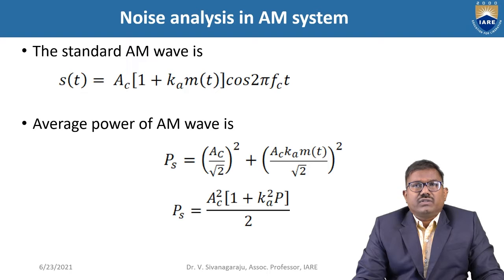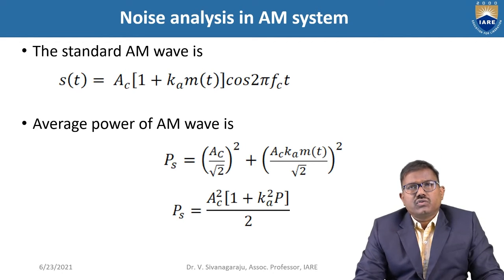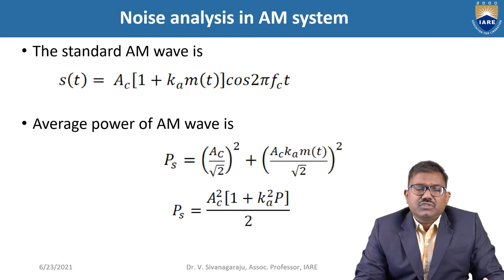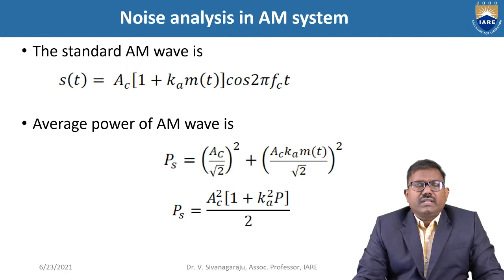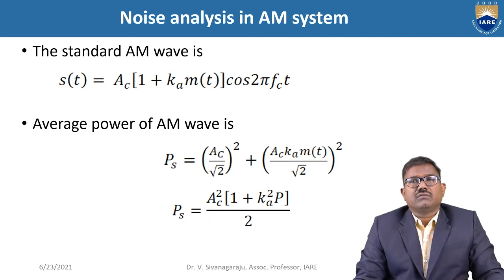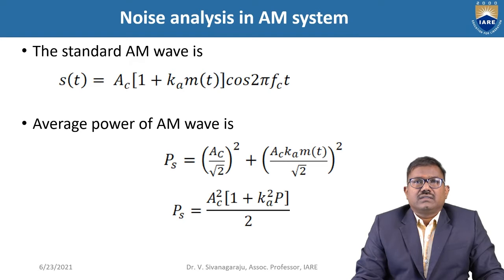So from that standard wave, we are taking the average power of AM wave. That means in this session, we are going to figure out the figure of merit of an AM system. Okay, so that means at the receiver point, we are going to calculate. So first, take the average power of AM wave. So PS is equal to AC by root 2 whole square.